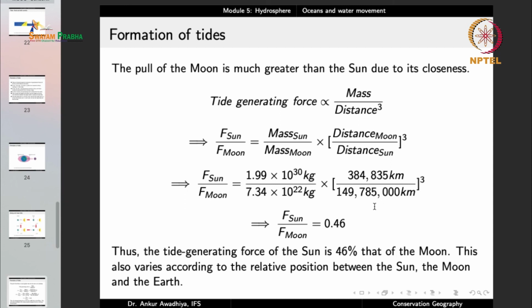And this also varies according to the relative position between the sun, the moon and the earth, because here we are taking the average distance from the moon and the sun to the earth, but the actual distances will be different depending on the orbit of the earth and the moon.